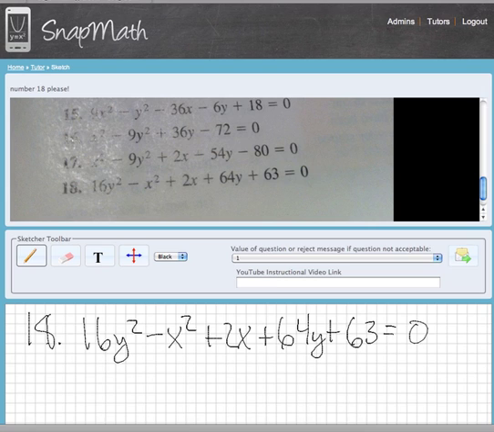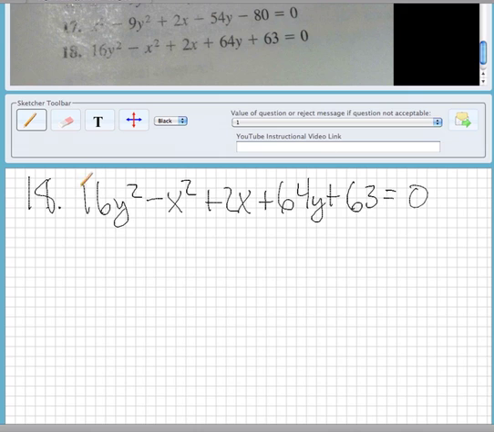So what we're doing here is we want to find the graph and all the points on the graph of this hyperbola. So what we're going to do is change it into standard form, and to do that we're going to complete the squares.